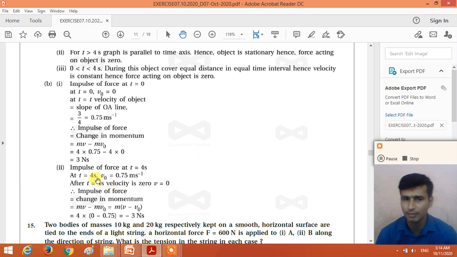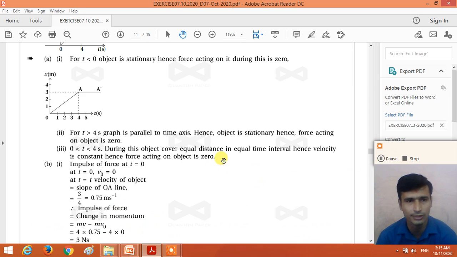At time t equal to 4 second, initial velocity is 0.5, and after time t equal to 4 second, the velocity of the object is 0 because the graph is a straight line parallel to the time axis. The object is stationary, so final velocity is 0. So the change in the momentum, which is equal to the impulse of force, is equal to m into v minus v0. It is minus 3 Newton into second.